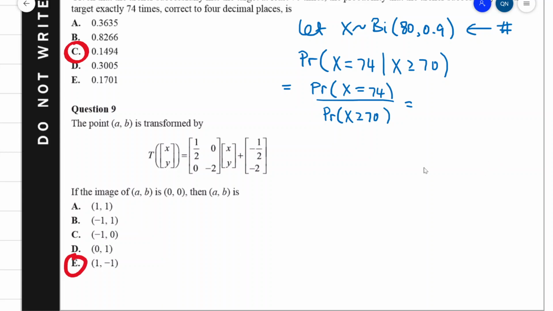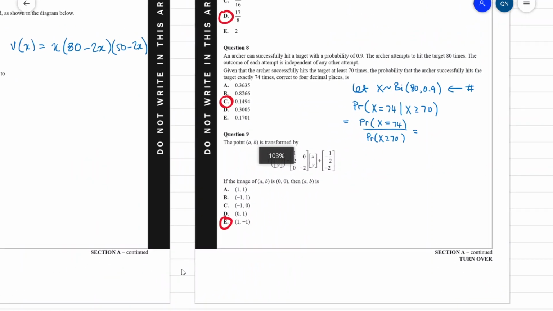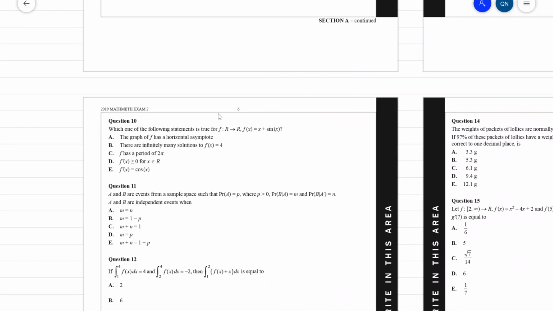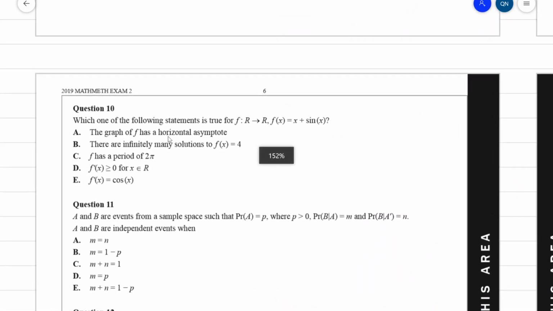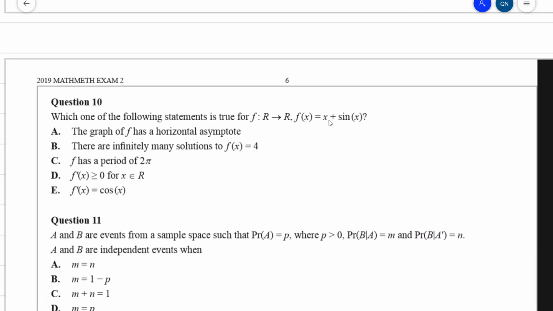All right. Moving on, question 10. Which one of the following statements is true? So we have x + sin(x). The graph has a horizontal asymptote. That's obviously wrong, because your graph is going to look something like this, because you're adding x to sin(x), so there's no horizontal asymptote there, so it's not A.